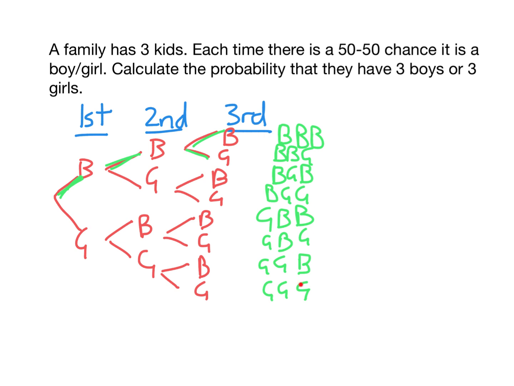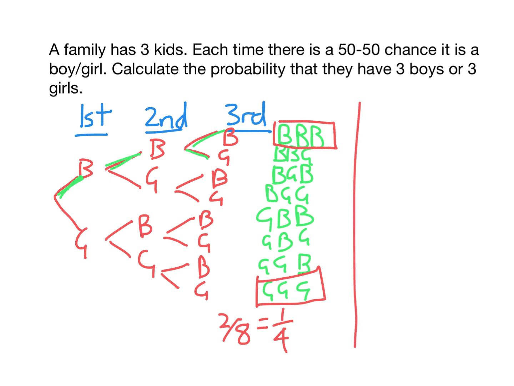So here we've listed all outcomes. Now it turns out each of these is equally likely because we said 50-50 chance at each stage that it's a boy or girl. So what's the probability there are 3 boys or 3 girls? Well, we just go to our list of outcomes and we find the ones that have 3 boys or 3 girls. We can see the required probability is 2/8 or 1/4.